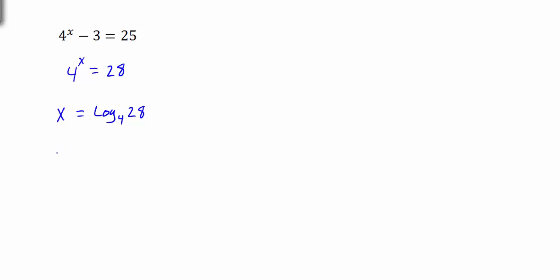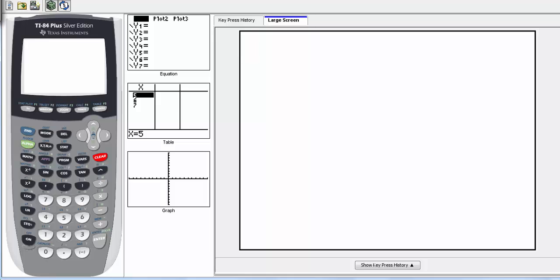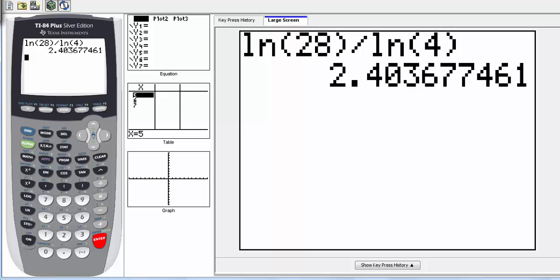And then at this point, in order to solve, we need to use the change of base, which would be the natural log of 28 divided by the natural log of 4. So if we go to the calculator, natural log of 28 over the natural log of 4, we would have ln of 28 divided by the ln of 4. And we get approximately 2.40, or just simply 2.4.